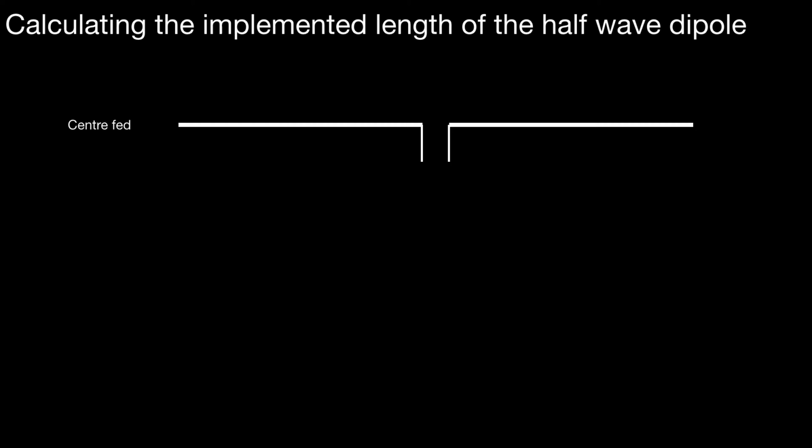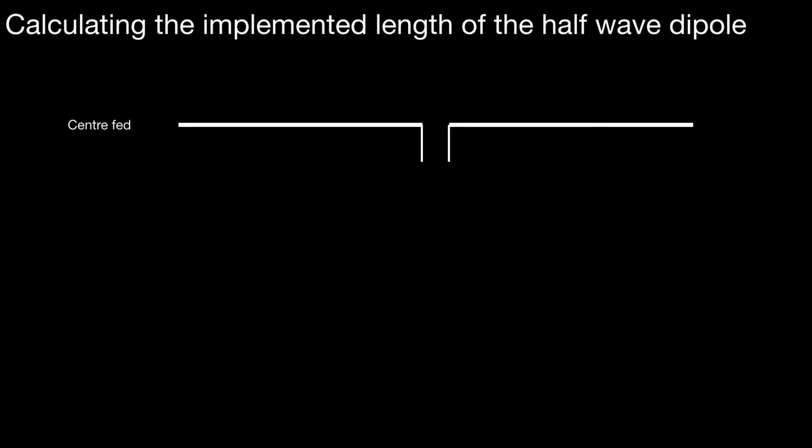So let's have a look at the implemented length, or the physical length, of a half-wave dipole. Now, we know that in free space, the speed of electromagnetic radiation, the speed of propagation, is 3 times 10 to the 8th meters per second. And that in air, it's not much different. So for all intents and purposes, we once again use 3 times 10 to the 8th meters per second.